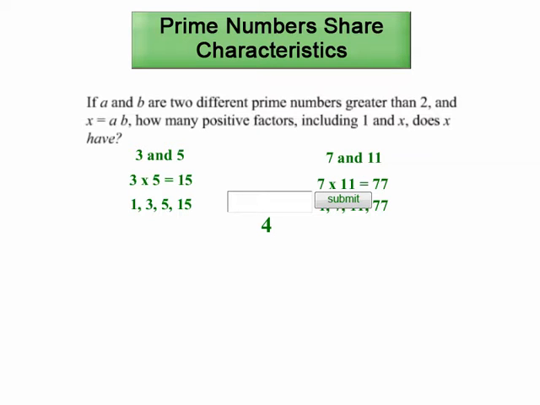You see, anytime you're multiplying a prime number times another prime number, they're going to create a number that's only divisible by those numbers and 1, and the number itself, of course. So you're only going to have 4 factors when you multiply two prime numbers together.